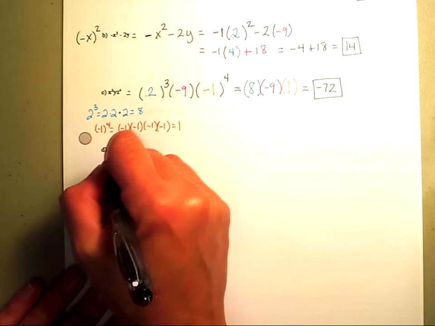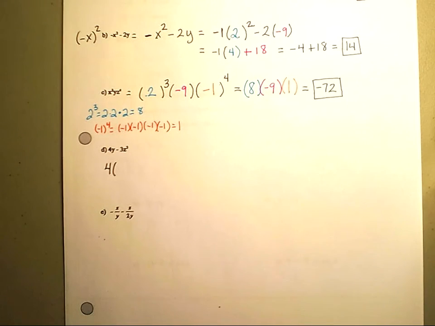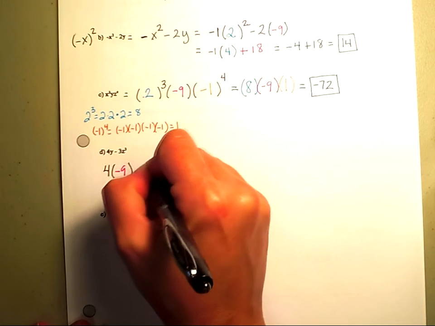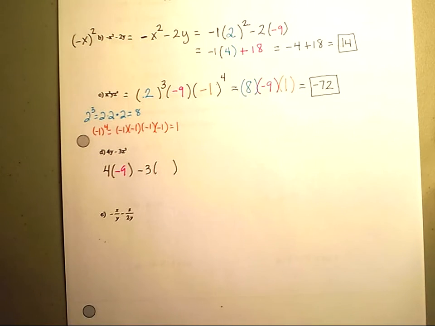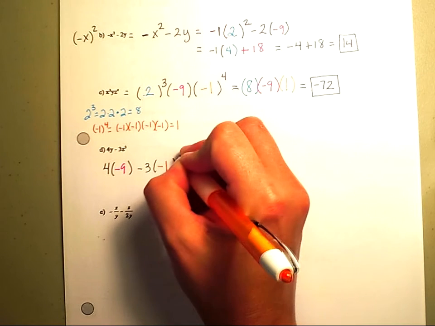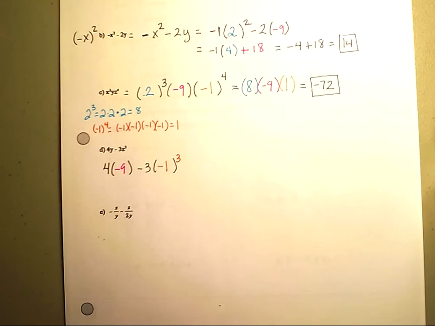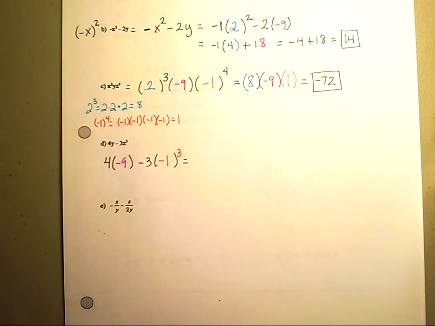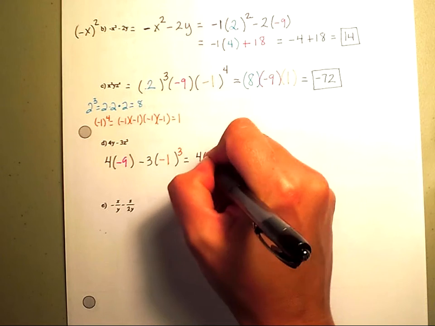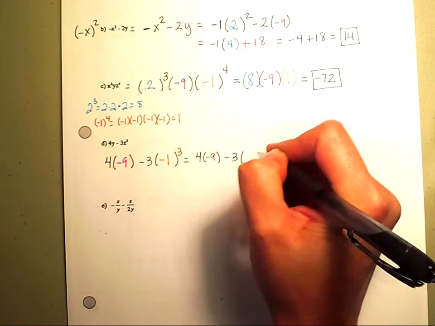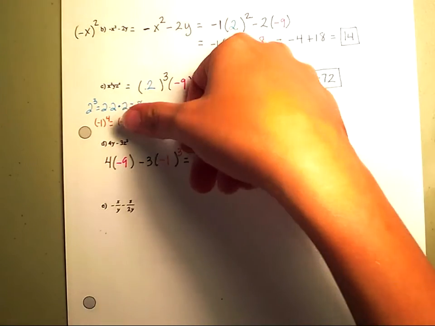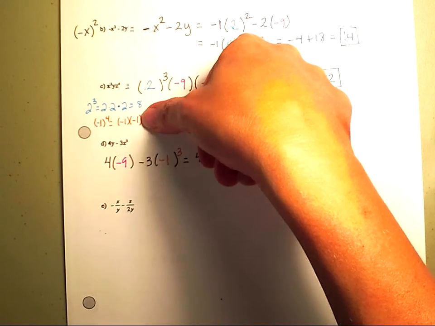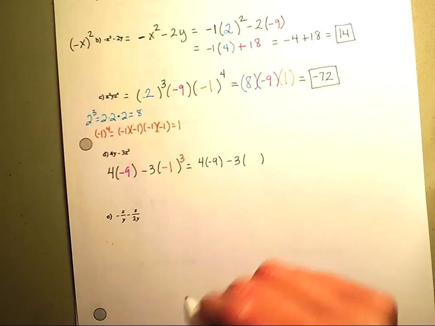Okay, and in the next we take 4 times y, which was given as negative 9. So we substitute this in, minus 3 times z, which was negative 1. And now we want to cube that. So let's simplify. Let's deal with our exponents first. So this is 4 times negative 9 minus 3 times. Now in this case, we're just going 3 times. So a negative 1 times a negative 1 was positive 1, times another negative 1 was negative 1.